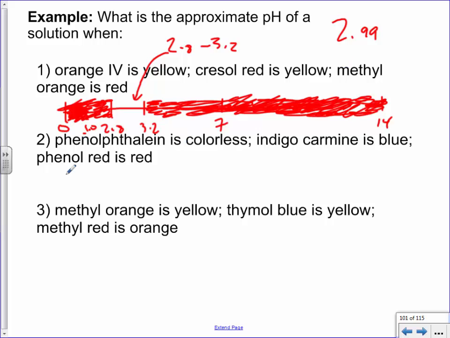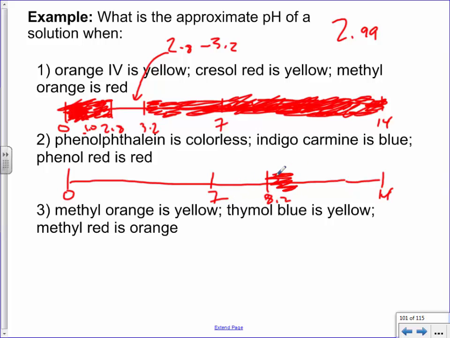Phenolphthalein is colorless. So make another number line, 0 to 14. Maybe put a 7 in the middle so you have some perspective. Phenolphthalein being colorless, what does that tell you? Phenolphthalein is the 5th one from the bottom. It's from 8.2 to 10, but the colorless is on the 8.2 side. So we need to shade everything above 8.2. Otherwise it'd be pink. Does that make sense?